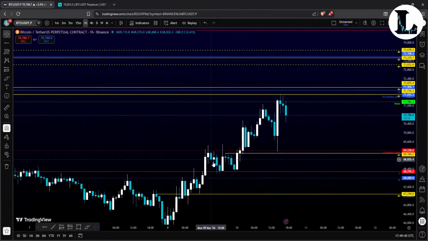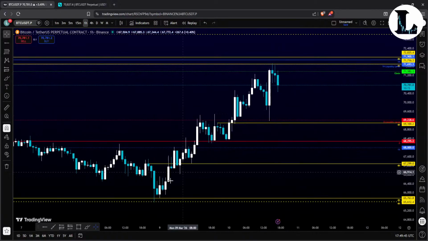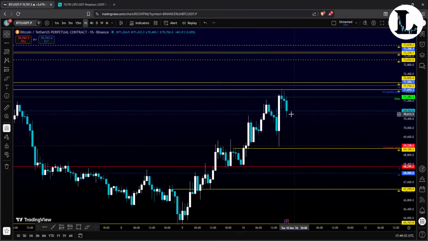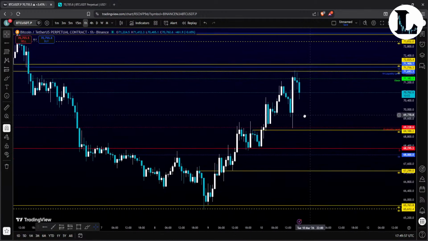And we kind of are still laddering up, okay? We can see that it is really simple to understand that we are still laddering up. And I kind of don't want to short here, but I also don't want to buy here in the middle of the move, okay?